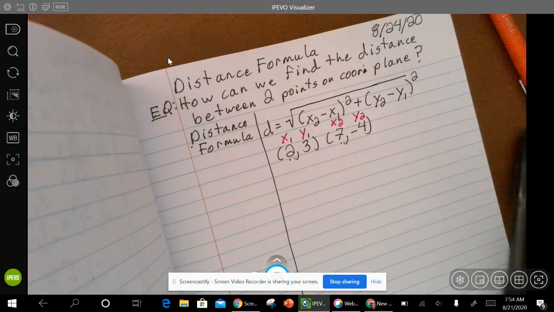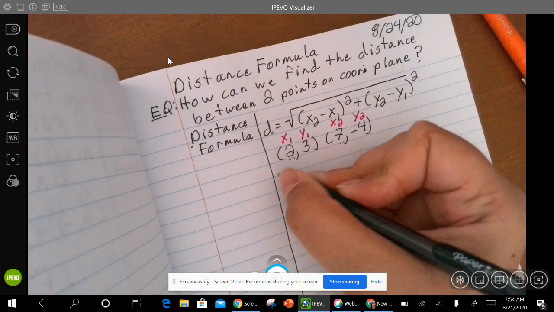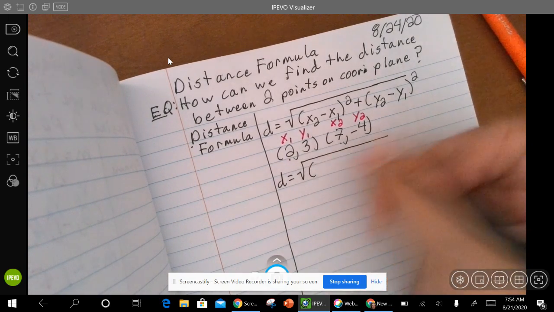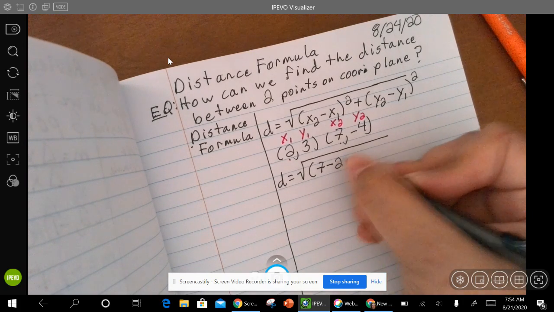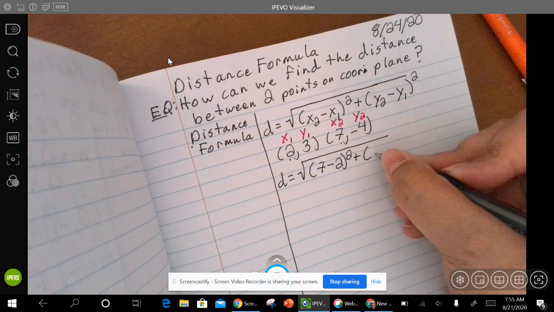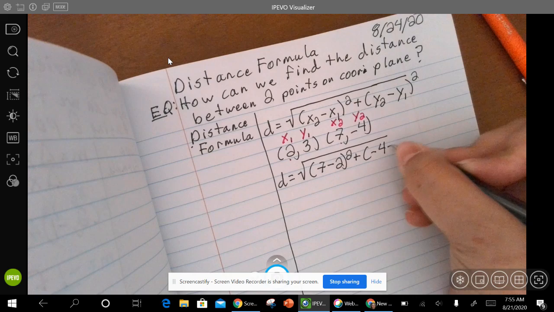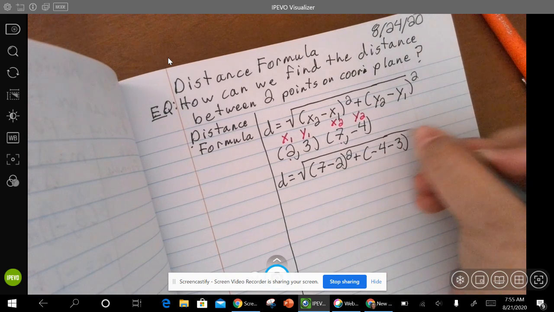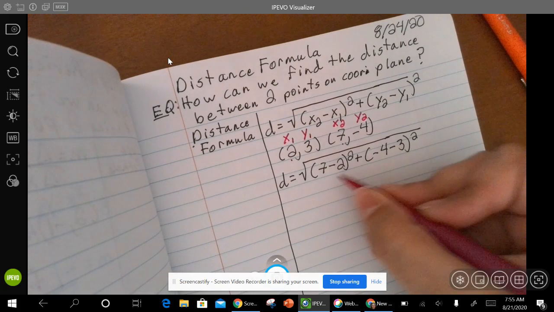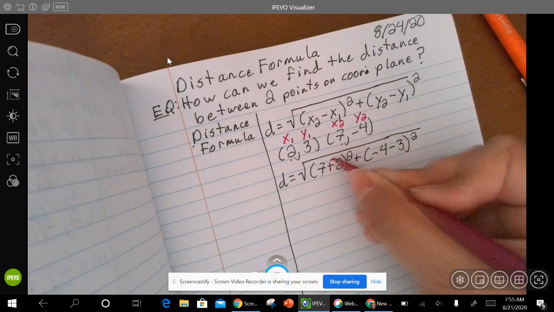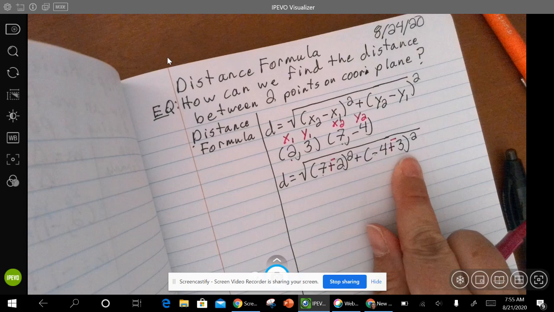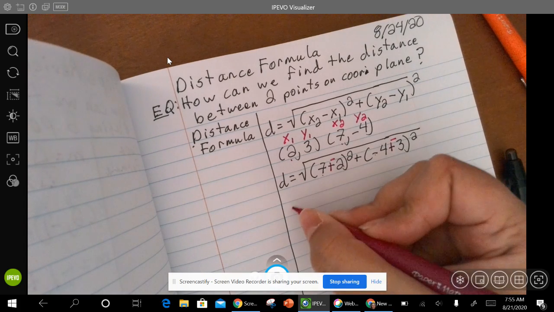So remember labeling those points. I'm going to substitute them in. Distance is equal to 7 minus 2 squared plus negative 4 minus 3 squared. Keep track of those lines, everybody. Remember this is negative, so keep, change, change. Same sign, just add. So those two negatives we're going to end up adding together.